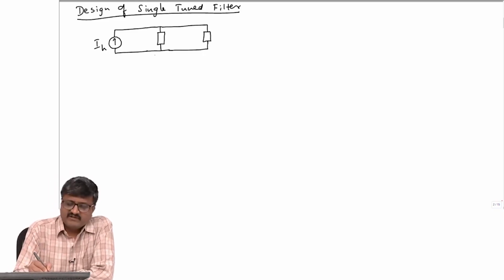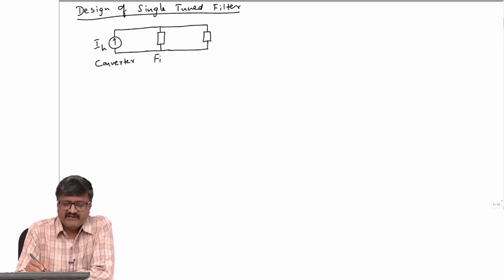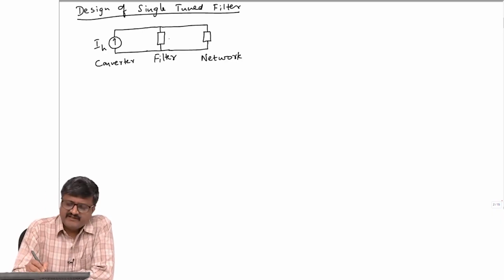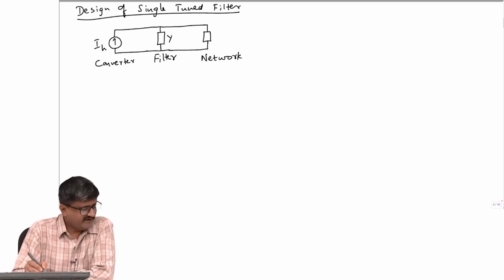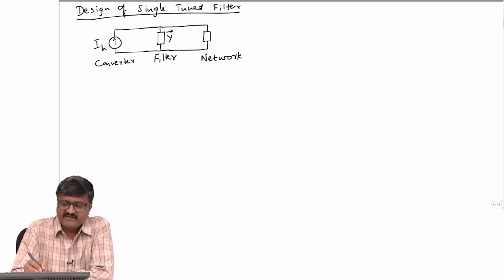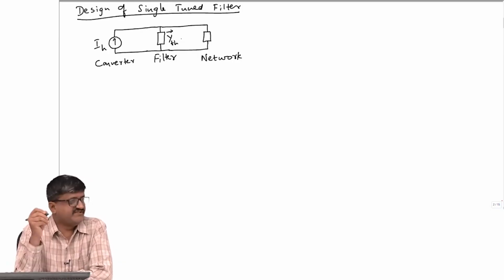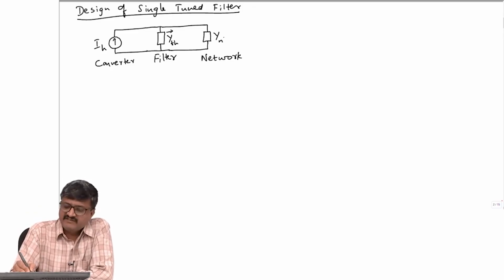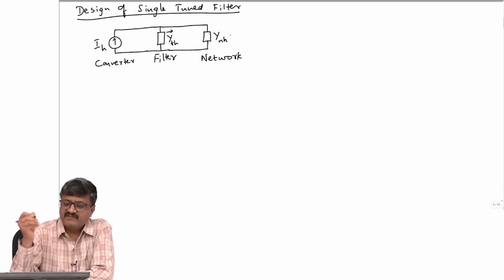Okay. So, I have the converter here represented by a current source. Between the network and the converter there is a filter represented by an admittance, and this is the network. Let the admittance of the filter, we have already given a notation for this, at the harmonic frequency for which it is designed be YFH, and let the admittance of the network, N for network, and since it is at the harmonic frequency, be YNH.